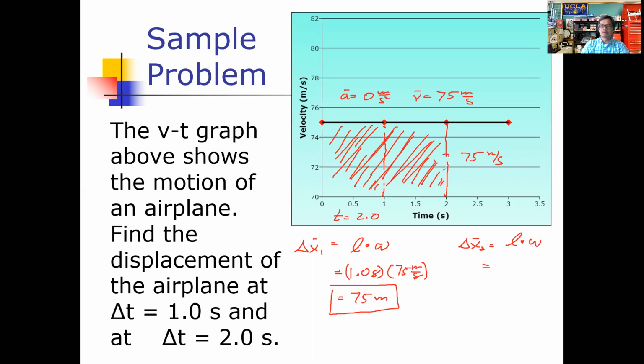And so let's go ahead and find the area underneath this larger rectangle right here. And so we have then 2 seconds times 75 meters per second. Okay, and if we plug that in, then we would get 150 meters. 150 meters, sorry, not 150 meters per second. 150 meters, and that's it.